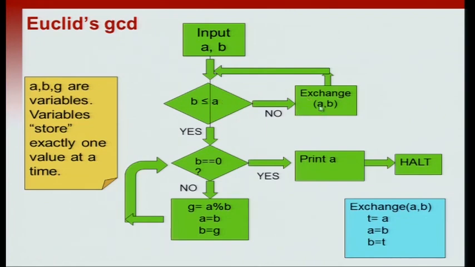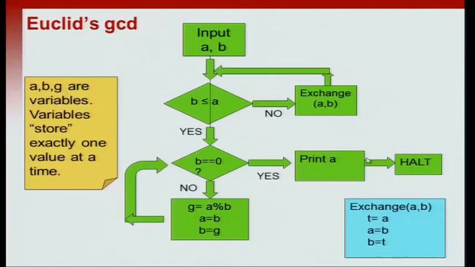Exchanging a and b means that the value of a is stored in a temporary variable t, then the value of b is stored in a, and then the value of t is stored in b. So here is a way to exchange the values of a and b. Ensure at first that a is the larger number. Once you do that, you get into the code for the proper Euclidean GCD.